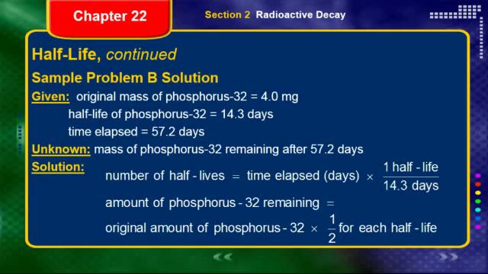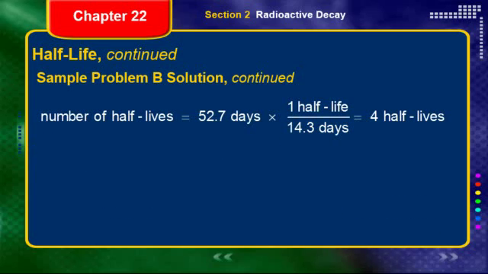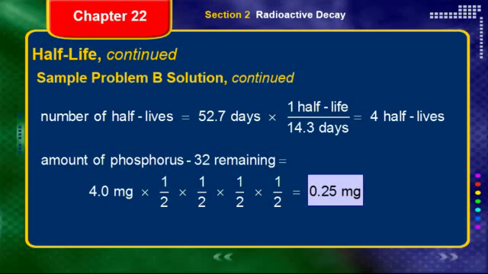So the amount of phosphorus-32 remaining is going to be the original amount of phosphorus, and we are going to multiply that amount by 1/2 for each and every half-life that we have. So what is it going to look like? The number of half-lives equals 57.2 days, converted to half-lives using the statement of equality that we identified earlier. I believe this is actually a typo; this should be 57.2. Anyway, this is going to give us 4 half-lives.